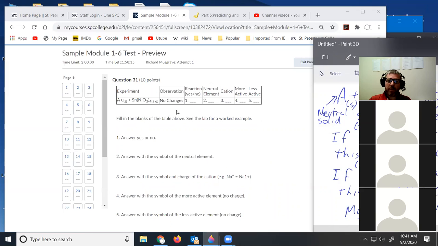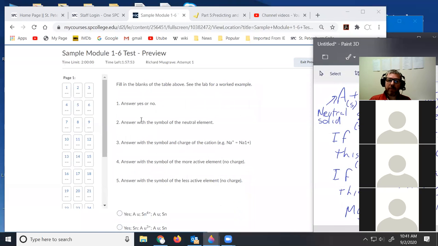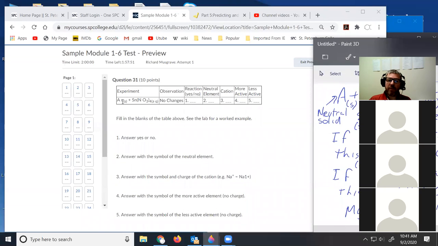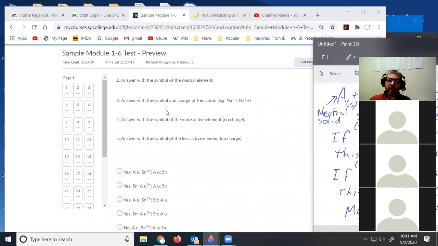So what are we saying out of that? So reaction, yes or no? The answer in this case would be no. The neutral element, well, that's going to be the solid. That's going to be the gold. The cation is going to be the tin 4+. Which one's more active? Which one's less active? Well, if there's no reaction, it means the tin would be more active. If the gold was more active, there'd be a reaction. So it means the tin must be more active.